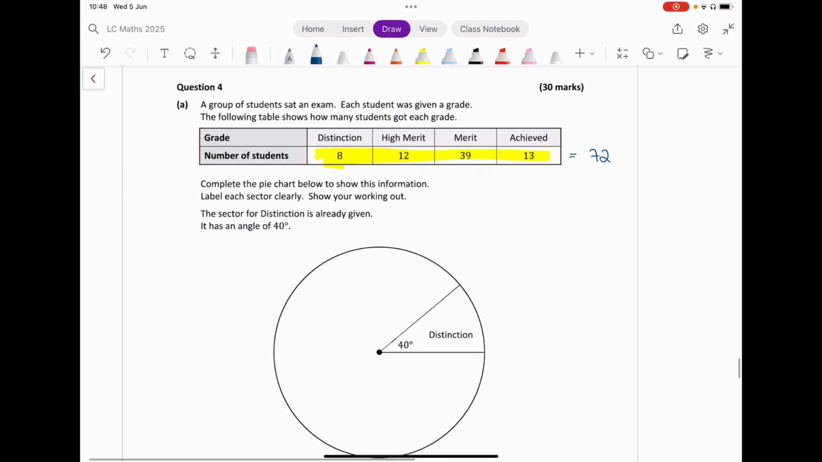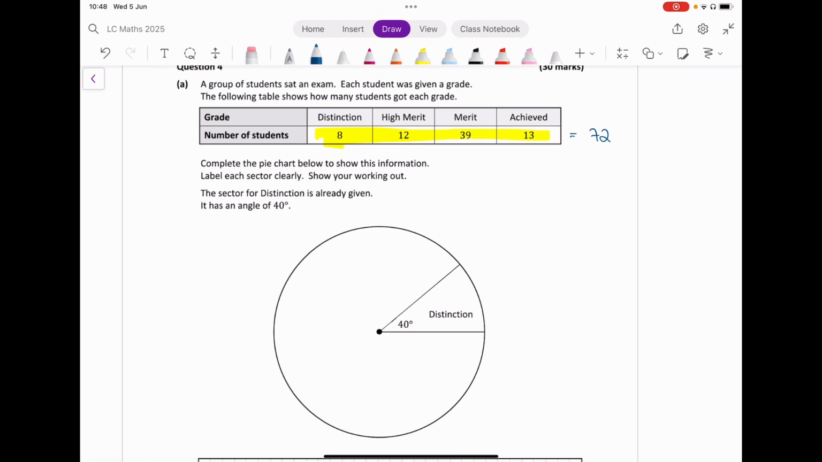I'm looking at a pie chart and I remember that a pie chart is a circle. So I know that a circle has 360 degrees. And each one of these, the distinction, the higher merit, the merit, and the achieved is going to be some fraction of 360. What fraction is it going to be? It's going to be the fraction of students who got that over the number of students who took the test.